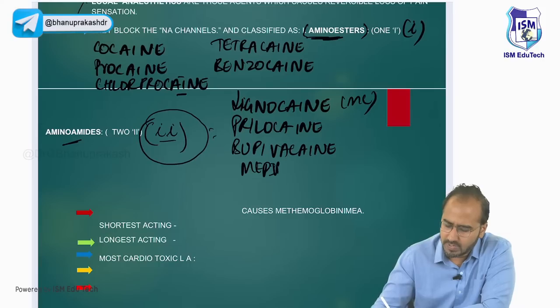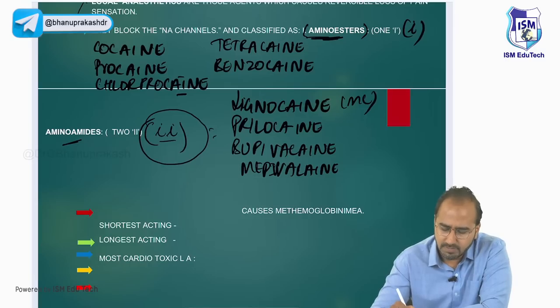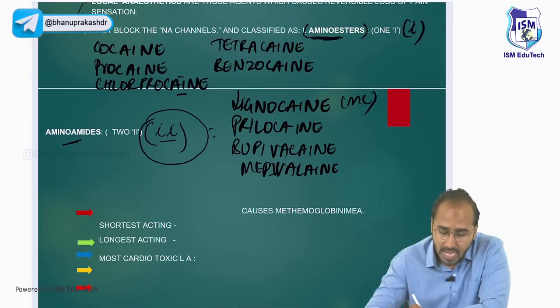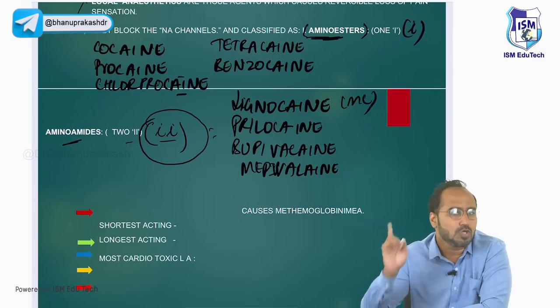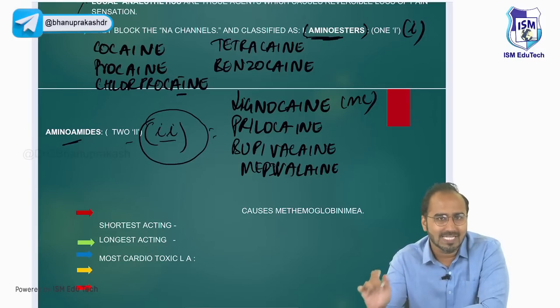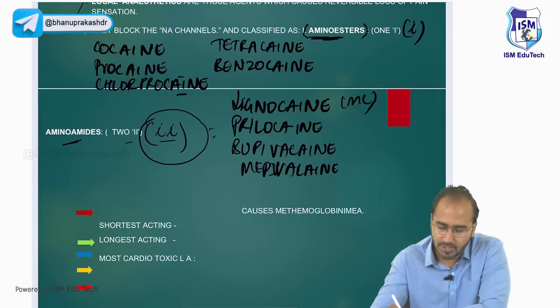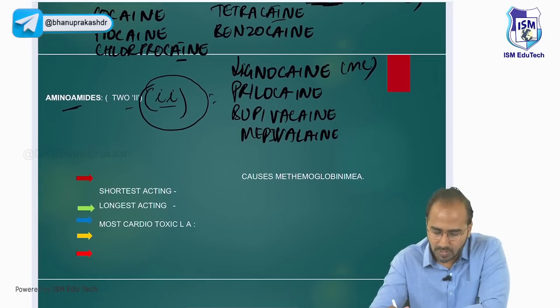So ये सब नाम याद रखने की जरूरत नहीं है, just remember the most important ones and all. Amino amides को आपको याद रखना है, तो amino amides वो drug है जिनमें दो eyes होंगे, amino esters will have only one eye, okay? So amino esters are there and amino amides are there.